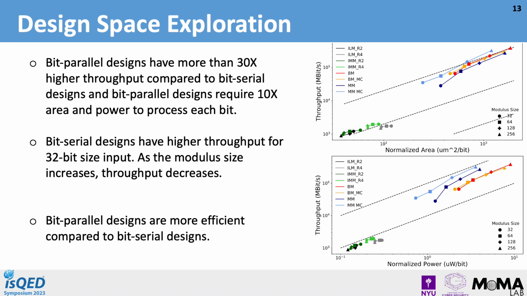First, bit parallel designs have more than 30 times higher throughput compared to bit serial designs. To achieve this throughput, bit parallel designs require 10 times more area and power to process each bit. Second, bit serial designs have higher throughput for 32-bit size input. As the input size increases, the throughput decreases. We can see this behavior from bottom left points of two graphs. Third, bit parallel designs are more efficient compared to bit serial designs. For more detailed block level analysis, plots and tables, kindly check out our paper.